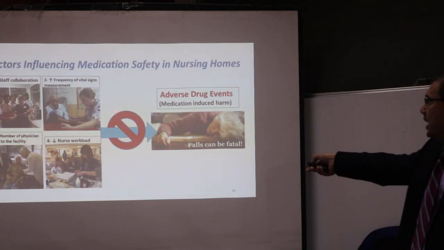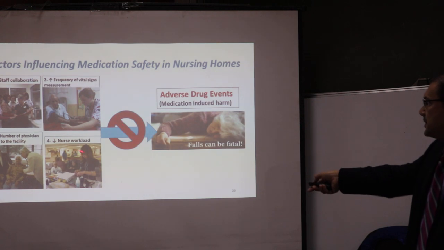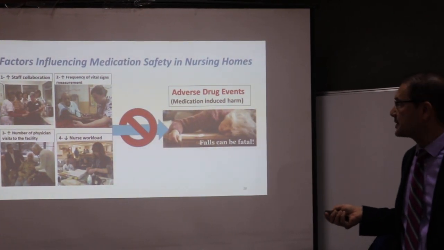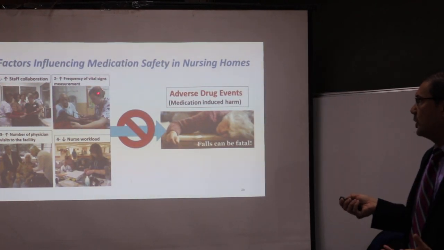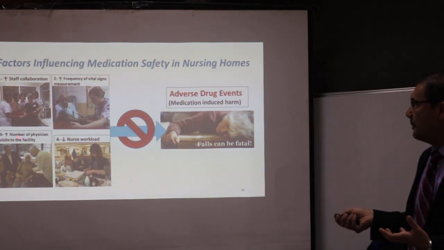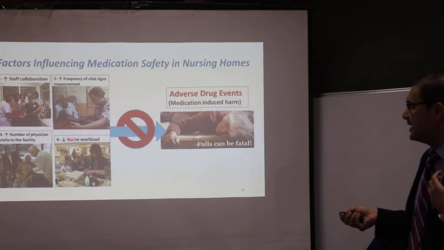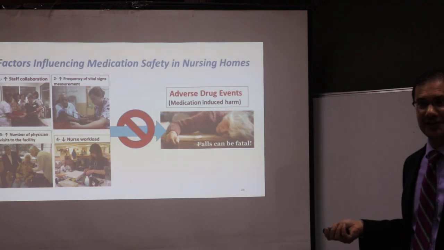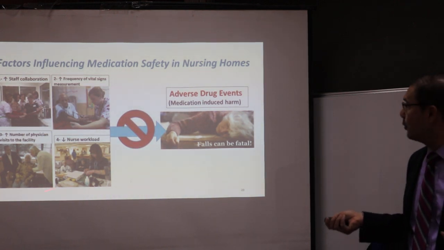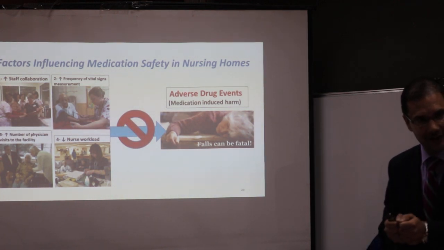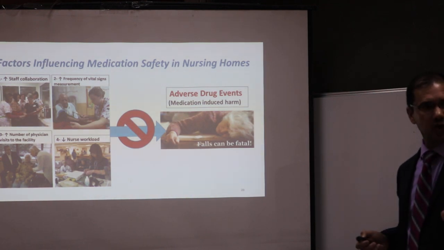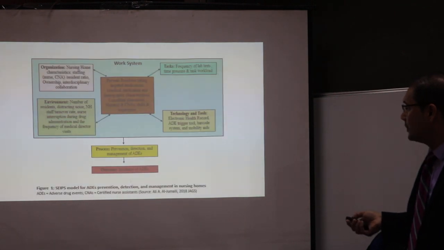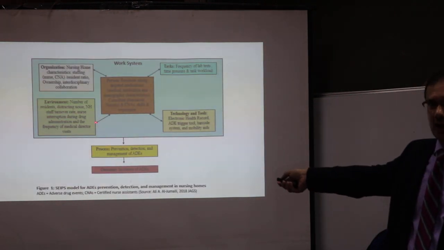So this is a simple diagram for my thesis. I looked at organization level factors such as staff collaboration, frequency of vital signs measurement, number of physician visits to the facility, or nurse workloads. Everyone knows nurses have workload, but I needed to measure it, to give it numbers. It's not a qualitative study, it was a quantitative study with numbers. So this is the SEIPS model I use.